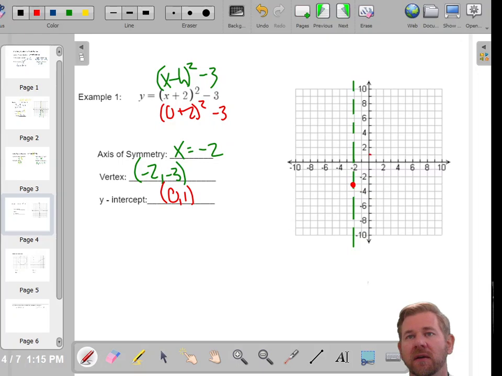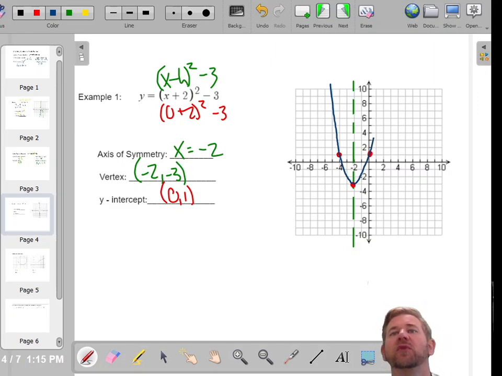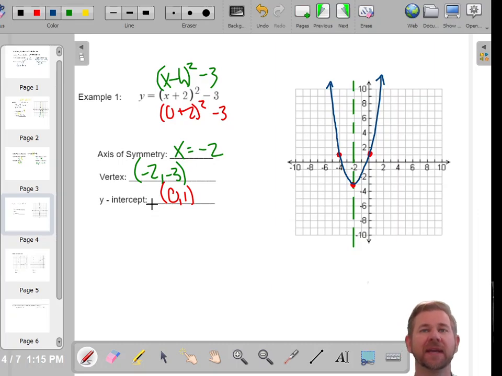And that's right here. And I'm 2 to the right, so I'm going to go 2 to the left. There we go. And now I can draw my smooth curve parabola. Pretty good. So again, the trick to vertex form, it's easy to find the vertex and axis of symmetry. You got to be careful and actually plug in 0 to find the y-intercept.